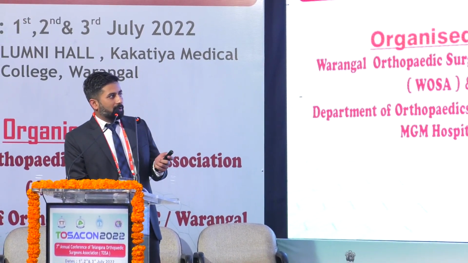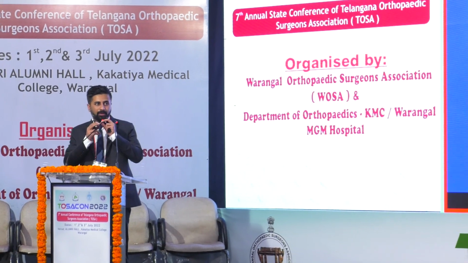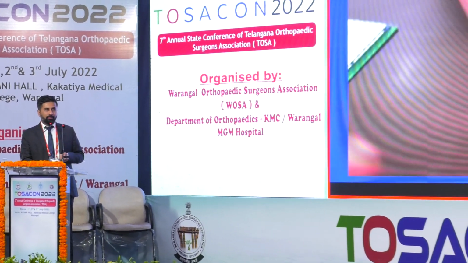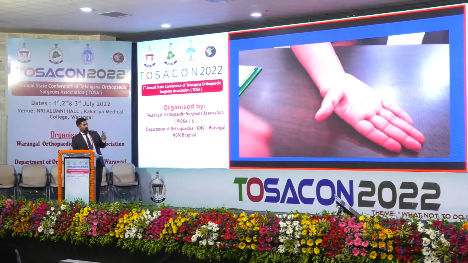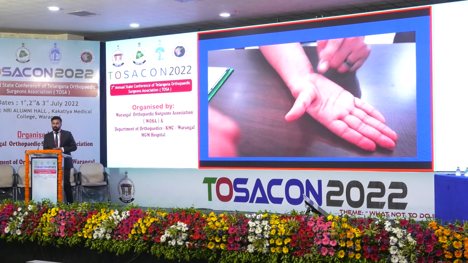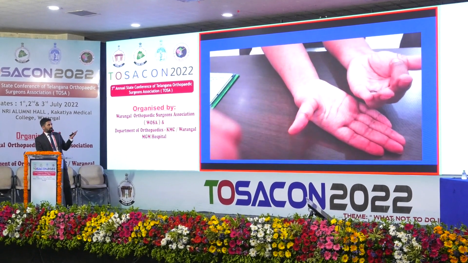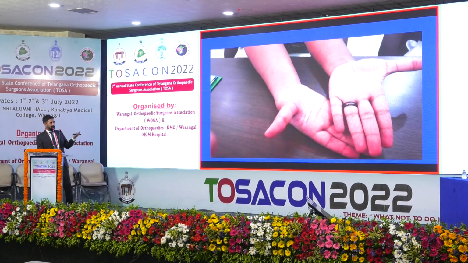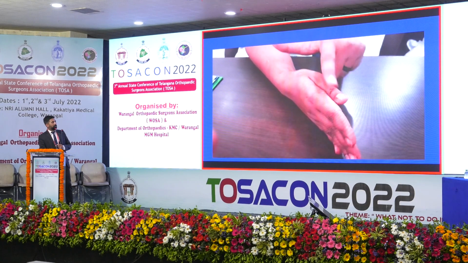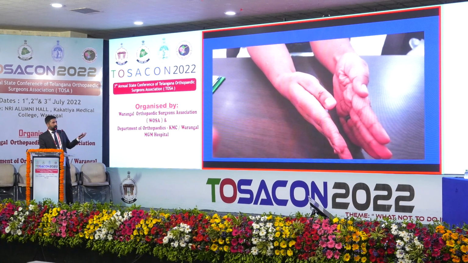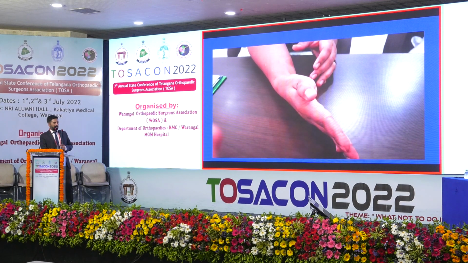So when she came to us, this was her clinical photo. Can we play the video, please? Yeah, so her main problem was not at the CMC joint, her main problem was at the MCP joint. So there was a subluxation, or we can say instability, of the MCP joint of the thumb. And it was her dominant hand, so she was not able to do almost all the activities.